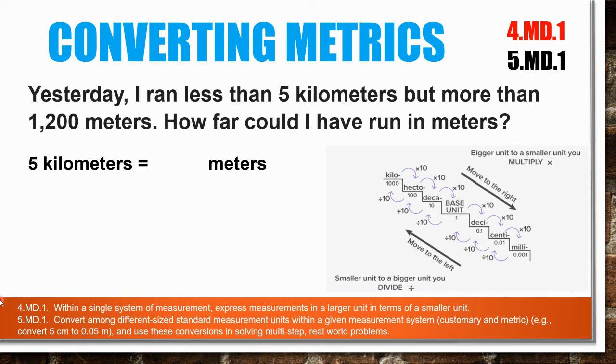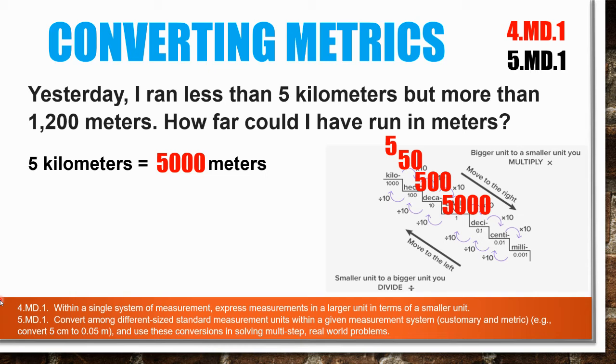Well, let's look at our chart and start with 5 kilometers. To move to hecto, what do? You're right, multiply by 10, and 5 times 10 is 50. To move to deca, times 10 again, which is 500. To move to my unit, which is meters, times 10 again, 5,000. So 5 kilometers is equal to 5,000 meters.